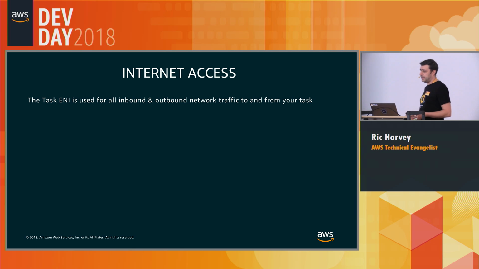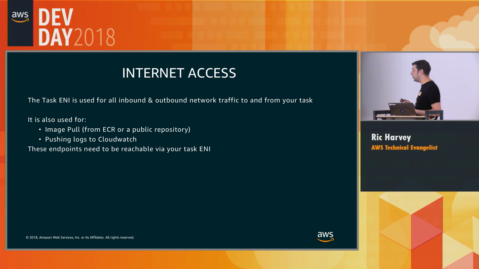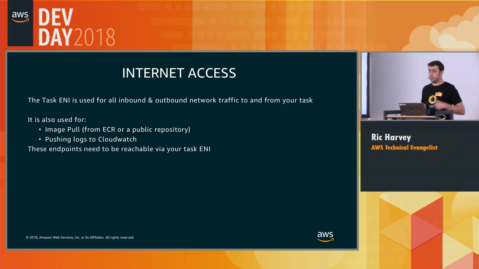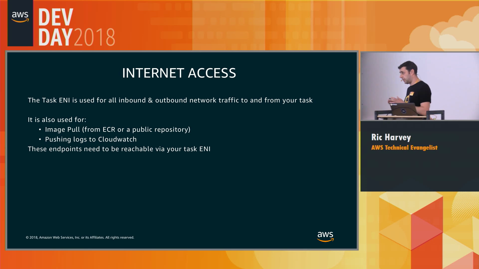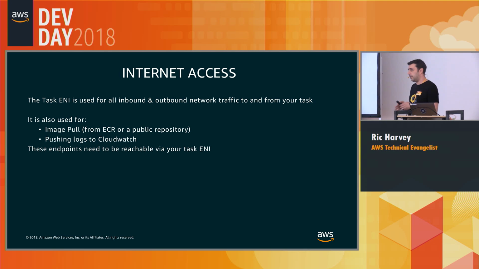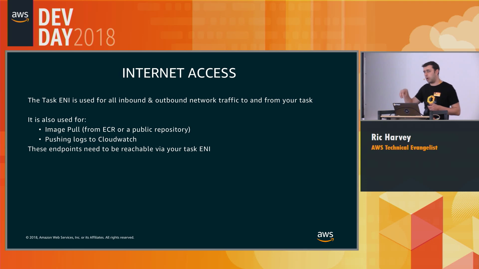So, internet access. Now, the Elastic Network Interface is used for all inbound and outbound traffic for that task, and that includes pulling the images from ECR or a public repository, and also pushing logs out to CloudWatch. The underlying host doesn't handle any of that traffic for you. It all goes through your task Elastic Network Interface.